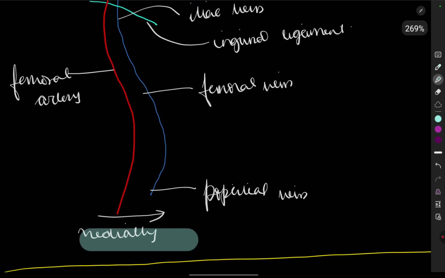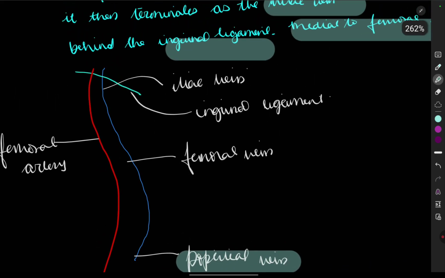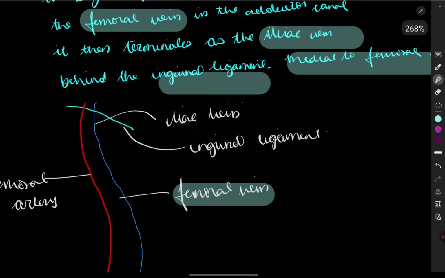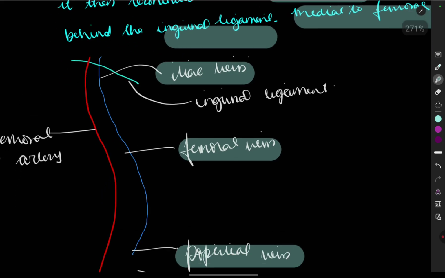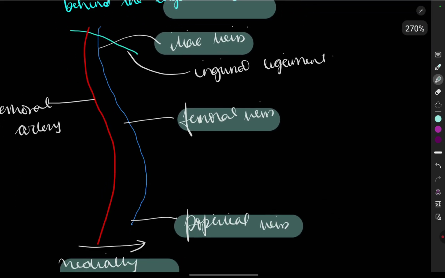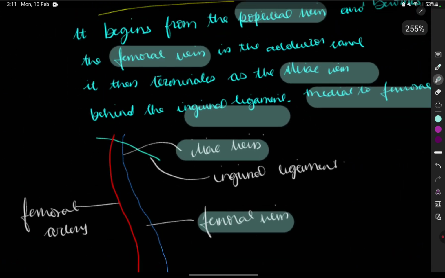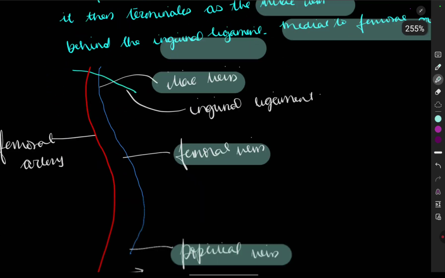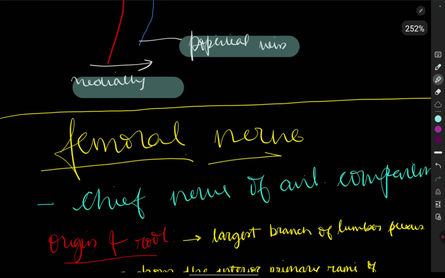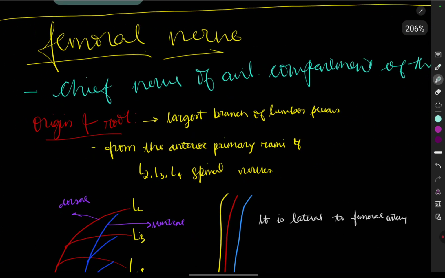See, its beginning is from the popliteal vein, its course and extent is as the femoral vein in the adductor canal, then behind the inguinal ligament it terminates or continues as the iliac vein. Very easy, its beginning, extent, course and termination is very easy if you understand the diagram itself. Okay, so now it's done. Its branches are not given in the textbook, just the extent, course and termination of the vein. Okay, now we are done with the vein.